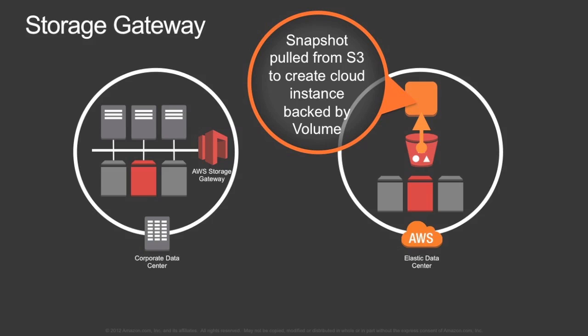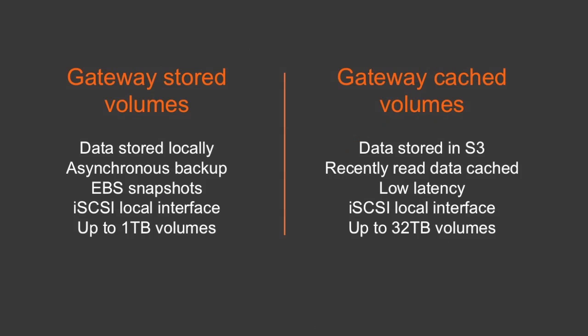So just wrapping up some of those things I showed you on a previous diagram in a nice little tool set to help you along the way. Now, Storage Gateway can run in 2 modes as well. The one I just showed you was Gateway Stored Volumes. This is where all your data is stored locally, and there's an asynchronous backup process into S3, created as EBS snapshots. You get the iSCSI local interface, and each of those volumes can be up to 1 terabyte in size.